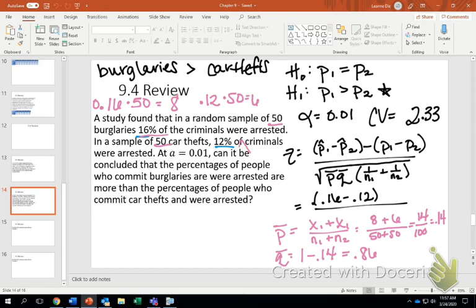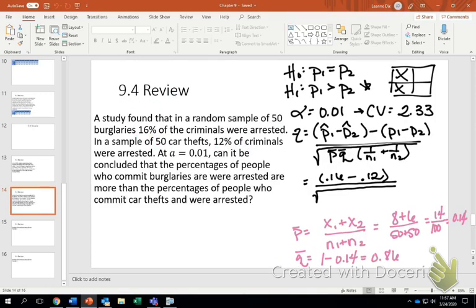I'm going to make it a little bit smaller. All right, so here are my pieces of information. I just made it a little bit smaller so that I could have enough room. This is going to be 0.14 times 0.86 times 1 over 50 plus 1 over 50. Plug it into my calculator and we can get an answer really quick.